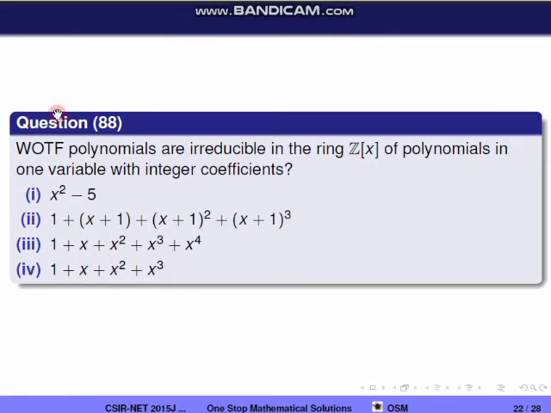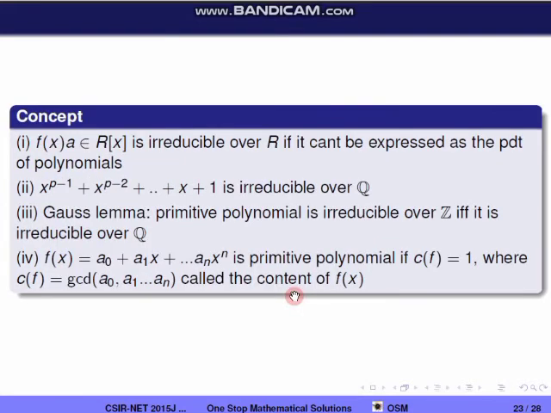Next question, question 88. Which of the following polynomials are irreducible in the ring Z[x] of polynomials in one variable with integer coefficients? So we have to check which of the options are irreducible over the ring Z[x]. We'll look into the concept used. f(x) belonging to R[x] is irreducible over R if it can't be expressed as the product of polynomials. x^(p-1) plus x^(p-2) plus etc. up to x plus 1 is irreducible over Q.